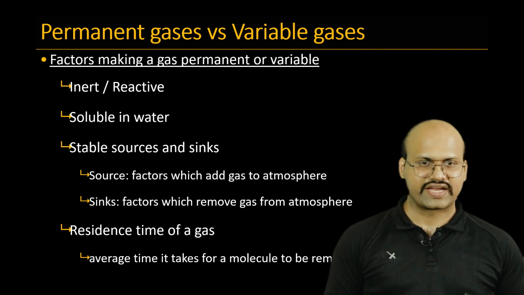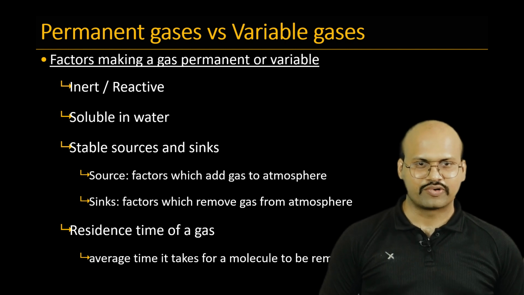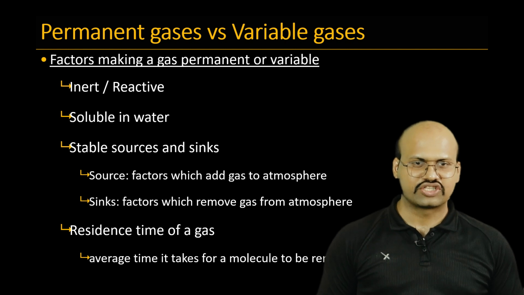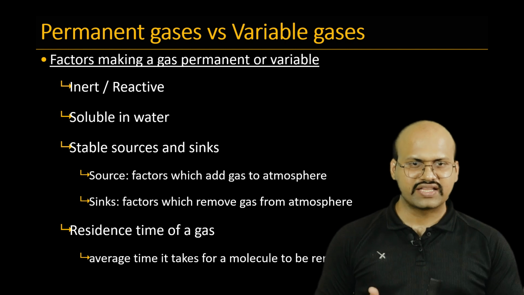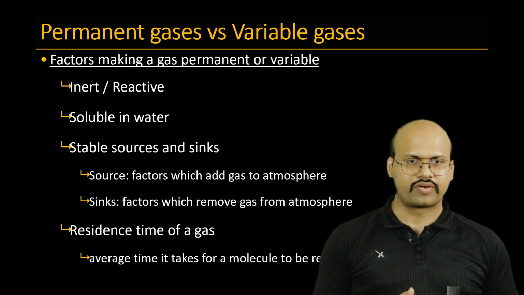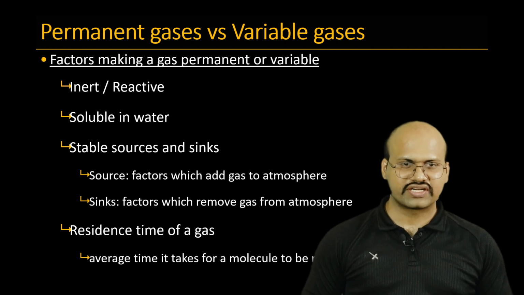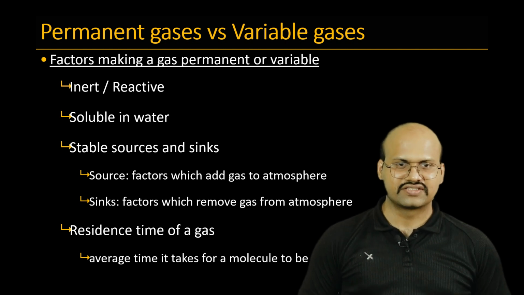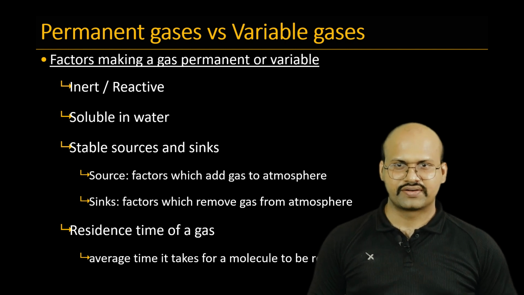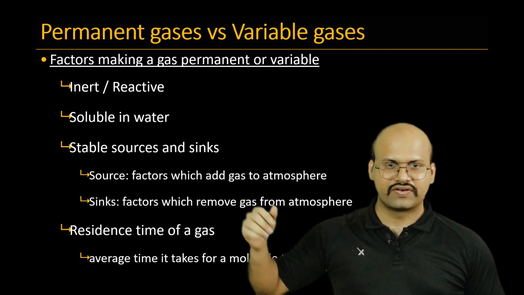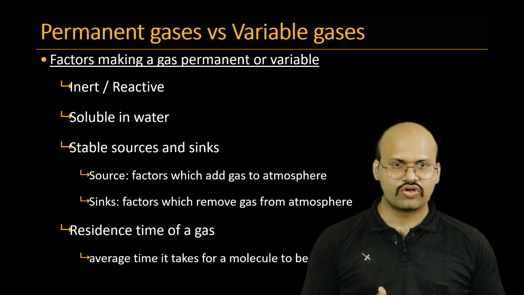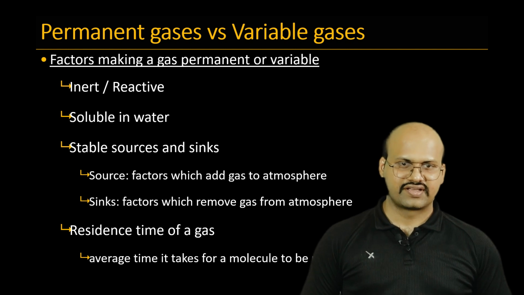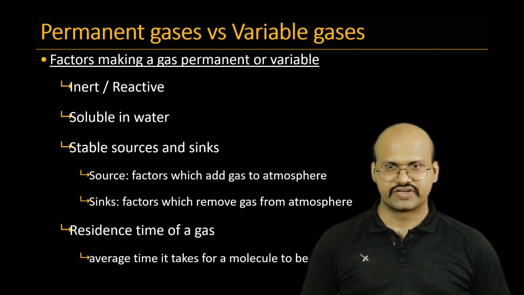Nitrogen has very low reactivity. It is an inert gas. Therefore, it has a very long life in our atmosphere, and therefore the concentration of nitrogen is constant for a very long time. Now if a gas is reactive, then it will react with other elements in the atmosphere and be removed from the atmosphere. Therefore the concentration of reactive gases is not constant for a very long period. A gas, if it is soluble in water, will be removed by rainfall. Carbon dioxide is soluble in water. It forms carbonic acid and therefore it gets easily removed from the atmosphere.